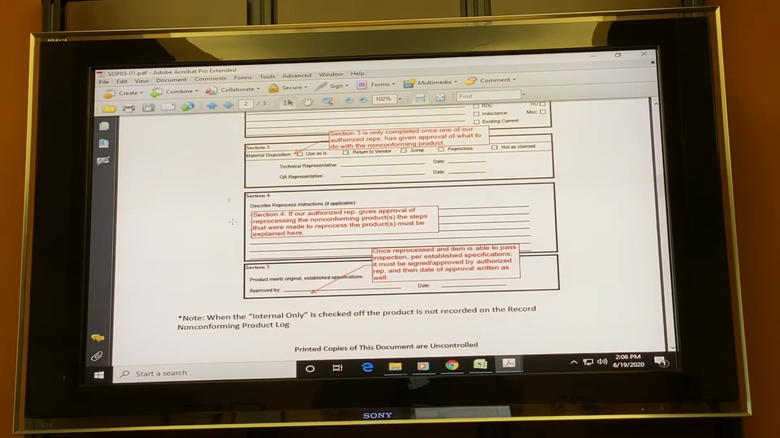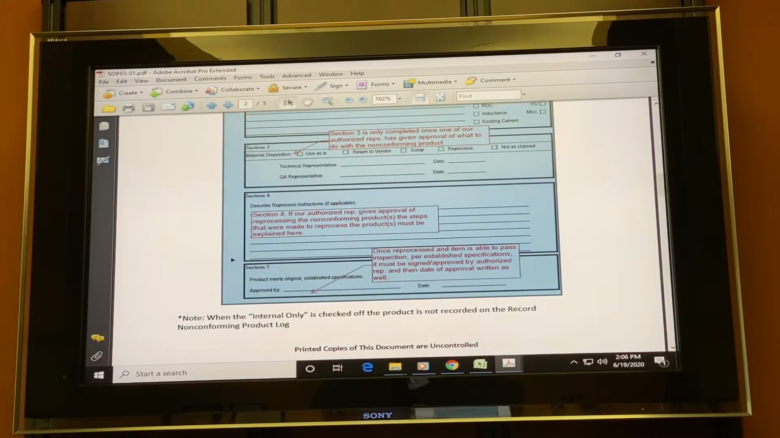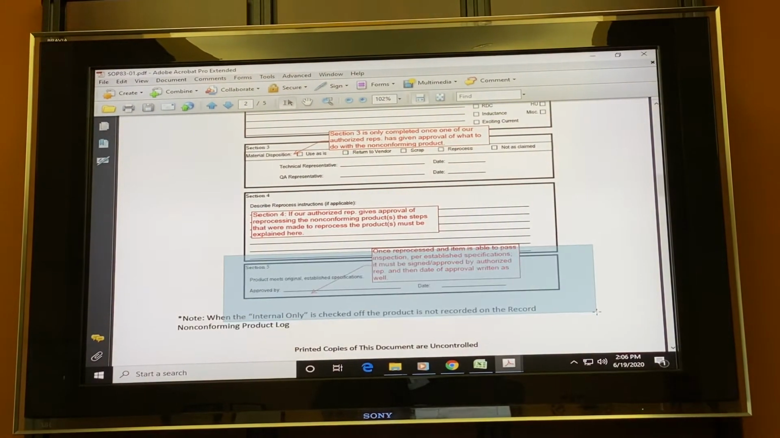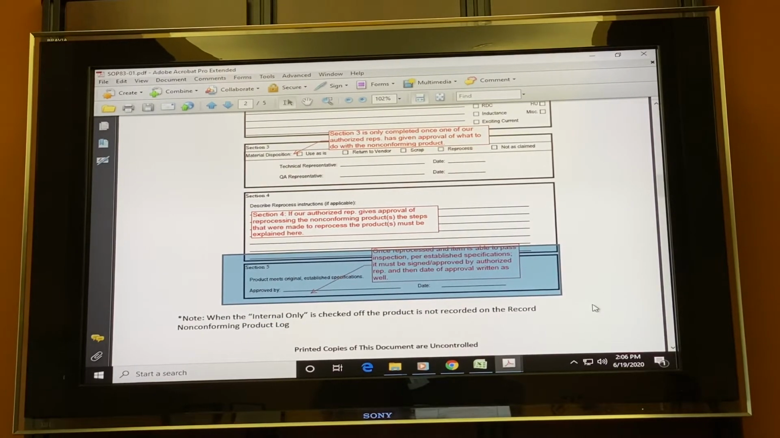So right here, like I said, section 4: if our authorized rep gives approval of reprocessing the non-conforming products, the steps that were made to reprocess the products must be explained here. So everything that was done to the part has to be explained here, which usually the person that's reprocessing will fill out. Once reprocessed, an item is able to pass inspection per established specifications. It must be signed and approved by an authorized rep, and then the date of approval written as well. So again, this one right here, we would never sign off on unless you get approved by somebody. I never had approval for that, but this section is only for upper management.